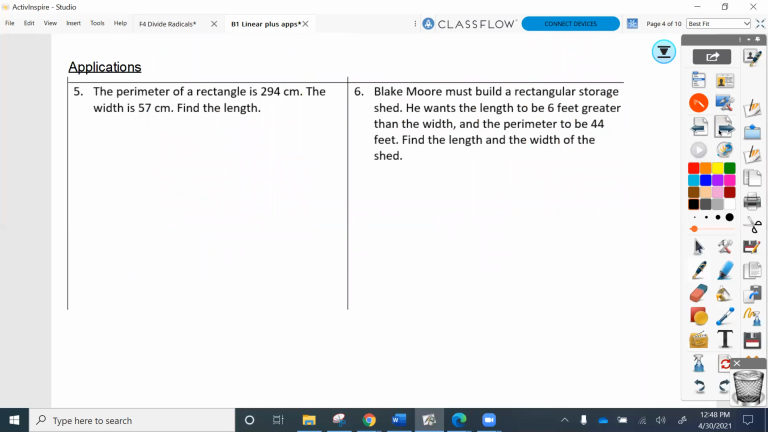Okay, let's do some word problems here. It says the perimeter of a rectangle is 294 centimeters and the width is 57 centimeters. So the first thing you're going to start with is the perimeter of a rectangle. Perimeter of a rectangle is going to be 2 times the length plus 2 times the width. And let's fill in what we know. We know the perimeter is 294, and we know the width is 57.